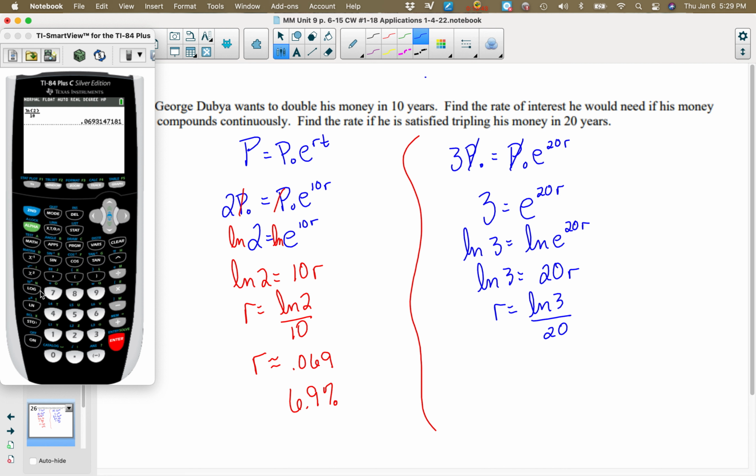So if we take ln3 divided by 20, we get that r is about 0.055, so we get about 5.5%. Now I want you to notice this pattern. When we were doubling our money to get the rate, it was ln2 over 10 because it was 10 years. Tripling our money, we ended up with ln3 over 20. So there's a pattern there that we're going to use on the next problem.